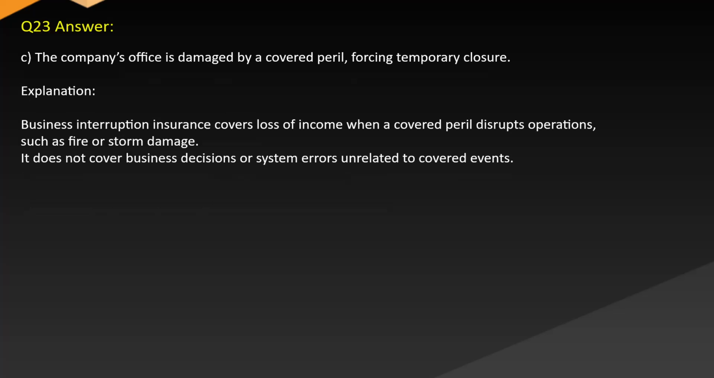Answer: C. The company's office is damaged by a covered peril, forcing temporary closure. Explanation: business interruption insurance covers loss of income when a covered peril disrupts operations, such as fire or storm damage. It does not cover business decisions or system errors unrelated to covered events.